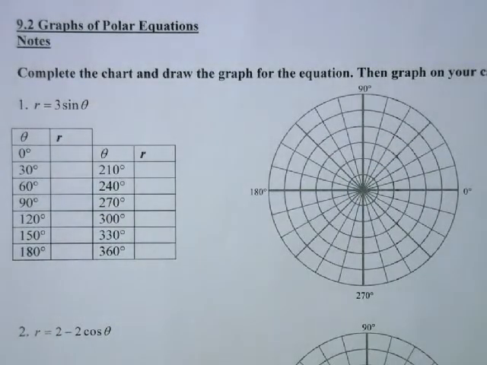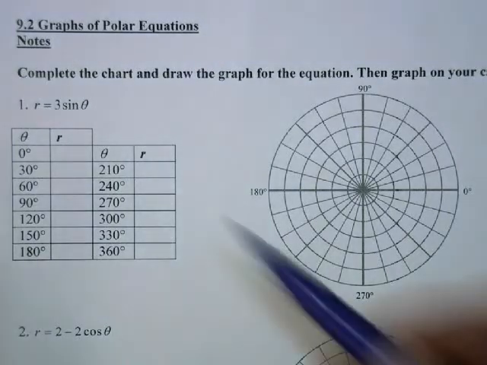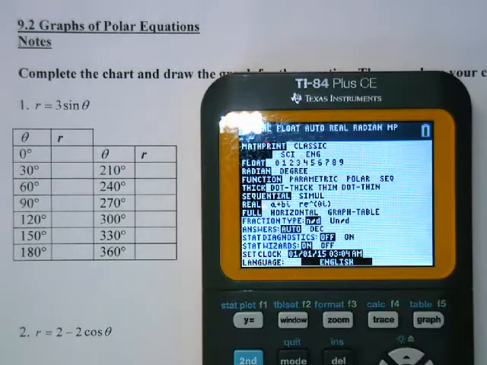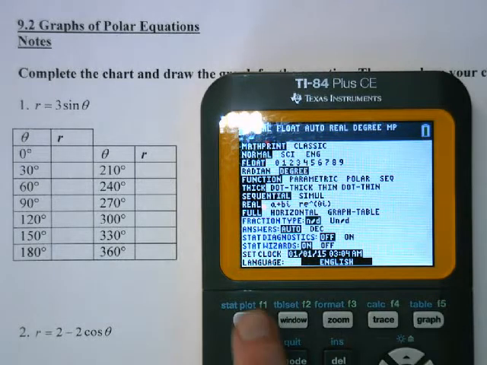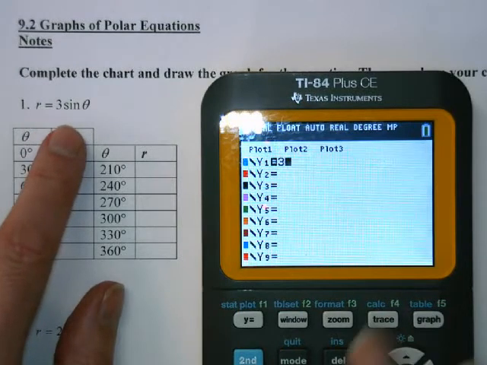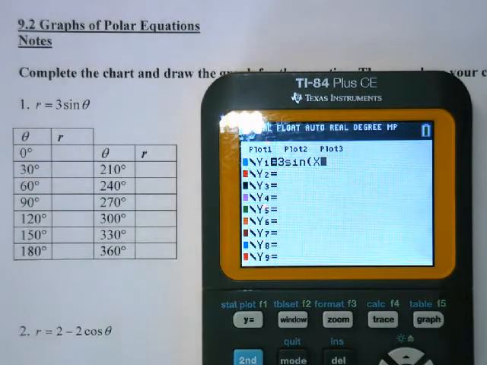We will initially do this by simply plugging in values, and to speed this up, we're going to plug in 0, plug in 30, and so on. I'm going to let the calculator help us with this. On the calculator, we want to make sure that we are in degree mode since we're plugging in degrees. Then I'm going to go to my y equals, and I'm going to do 3 sine x.